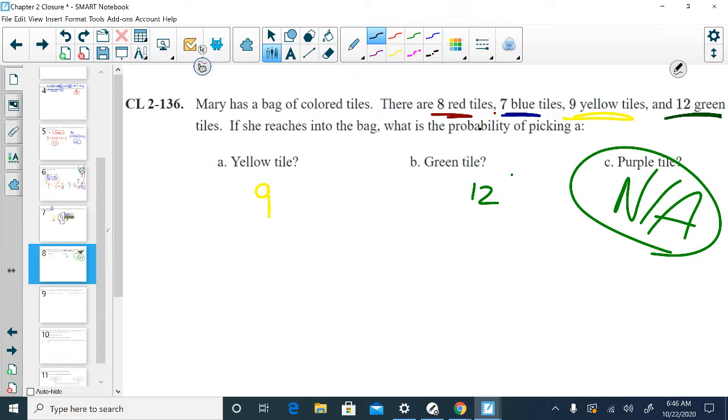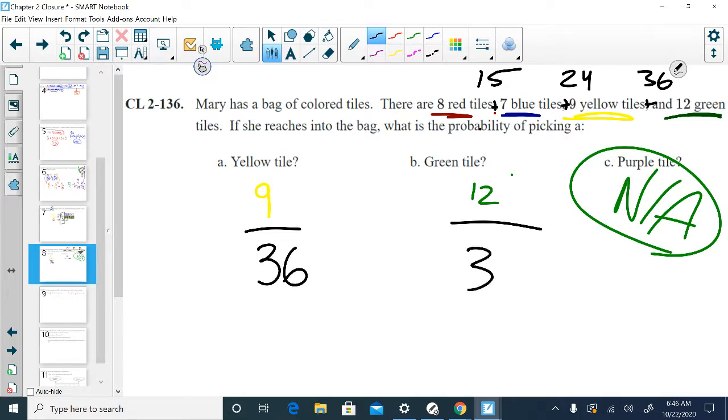All right? So now we're looking at how many do we have total? So we'd have to add up 8 plus 7 plus 9 plus 12. So here I get 15 to start, plus 9, I'm going to get 24, plus 12, 36 total. So where do my totals go? I have my parts at the numerators, 9 and 12. Now my denominators, it's going to be the total. Here it's 36, 36. So again, total, total. 9 is a part of the tiles, and 12 is a part of the tiles.